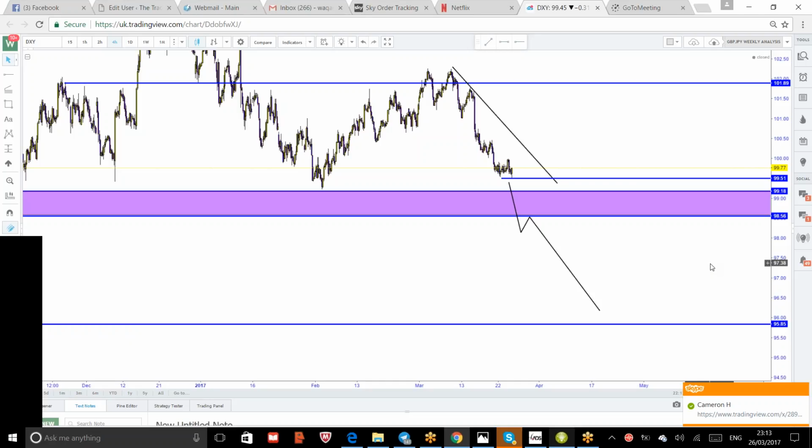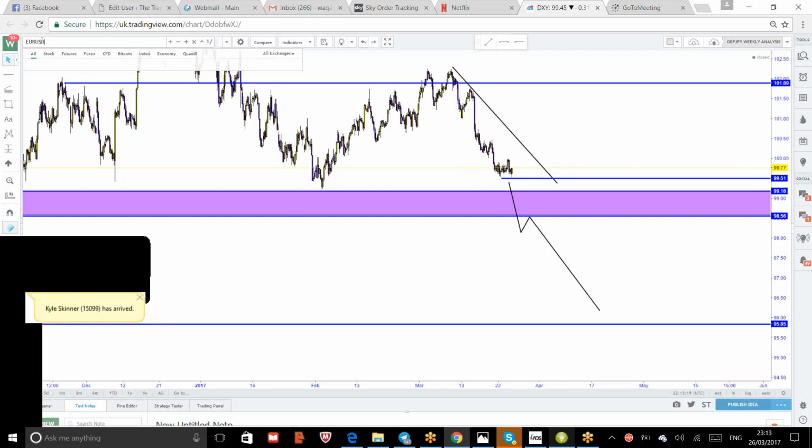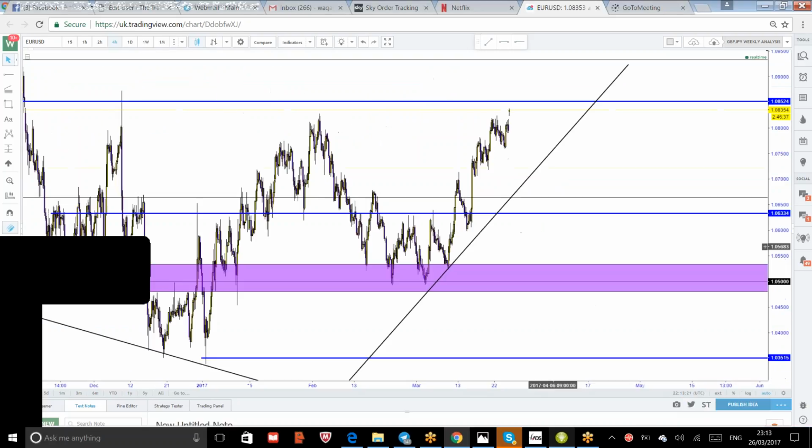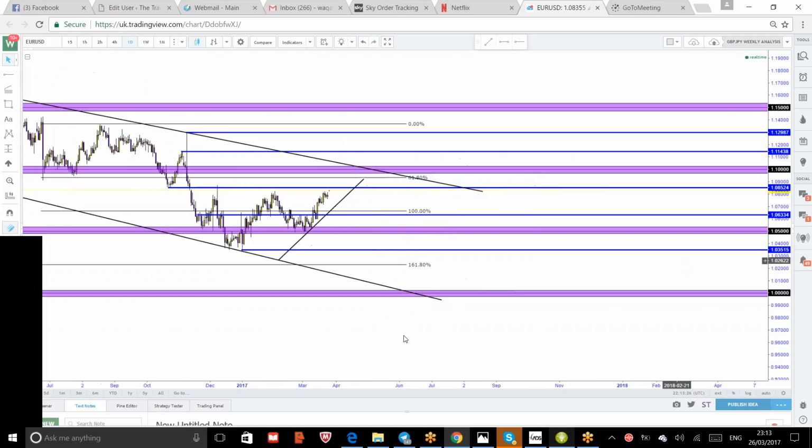Guys, everybody understand? Please say yes, all of you. Okay, that's fine. Let's move on to the crosses and see where we are standing. Euro US dollar first. Okay, Euro US dollar is at a significant level.